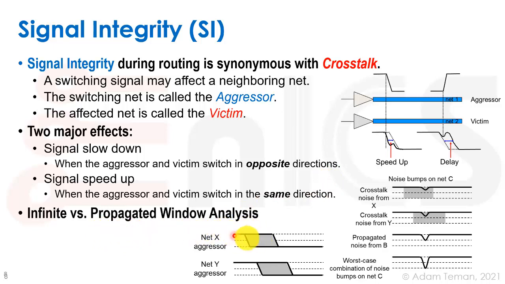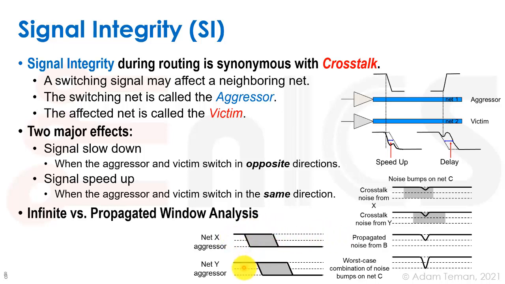So if we look at these two signals, this is the aggressor maybe, and this is the victim. What we do is look at the minimum delay of the falling transition, and we see it happened over here, and the maximum delay of the falling transition is over here. So the window in which this signal will transition is only between this time point and this time point. It will not transition anywhere over here or anywhere over here.